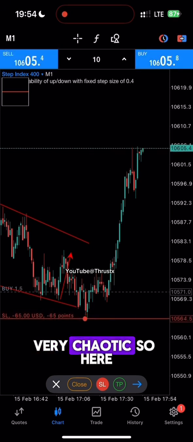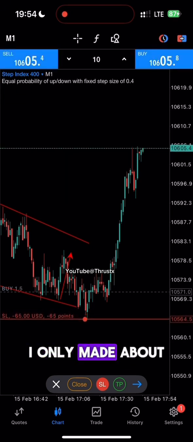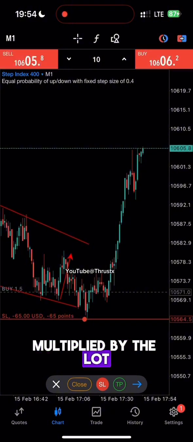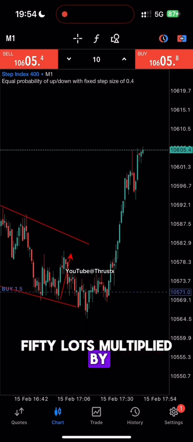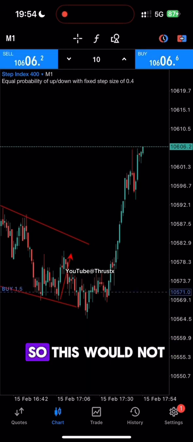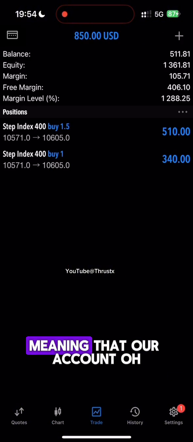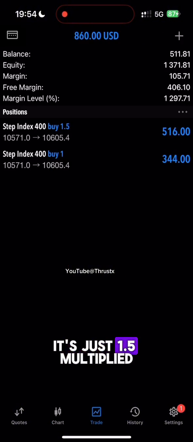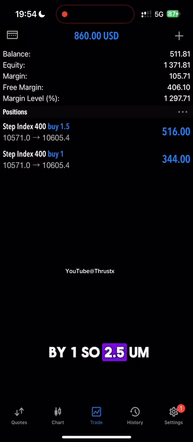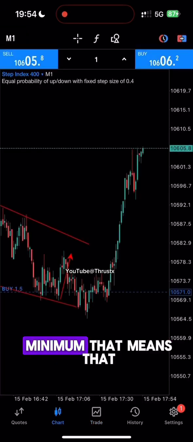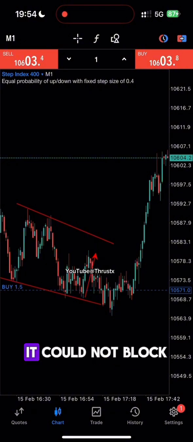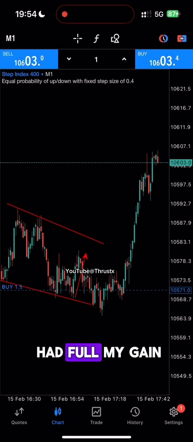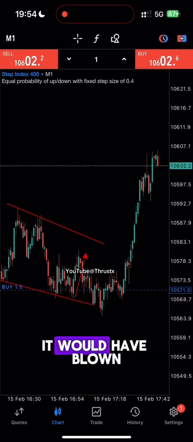very, very chaotic. So here, if you check, I only made about $65, multiplied by the lot sizes I had, about 2 multiplied by $50 lots multiplied by 10 cents lot, if I'm correct. So this would not amount to 600, meaning that our account, it's just 1.5 multiplied by 1, so 2.5. So the loss was minimum. That means that when the market reversed, it could not blow the account because it did not reverse that much. But imagine if I had FOMO gained on that, it would have blown me.